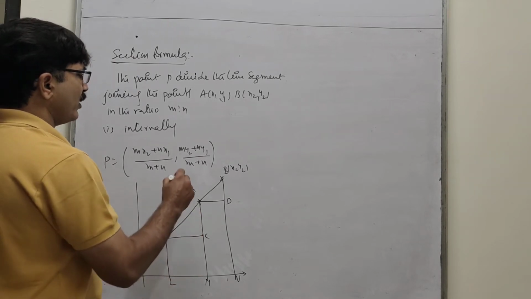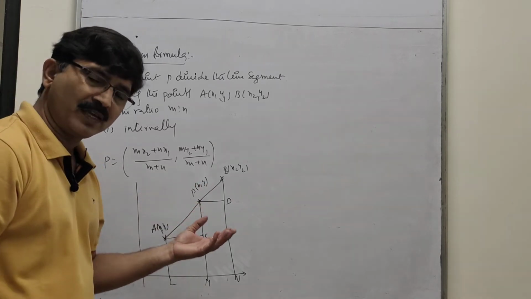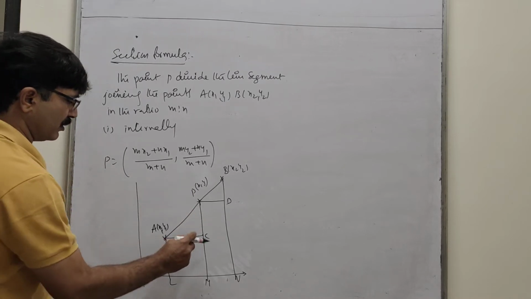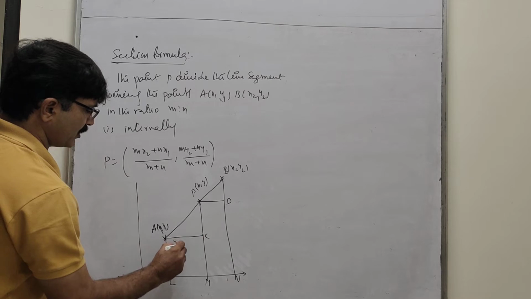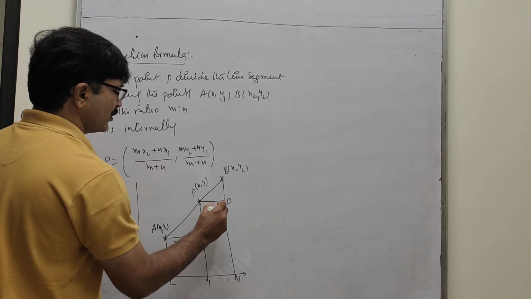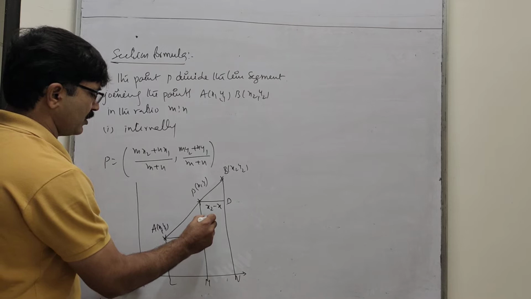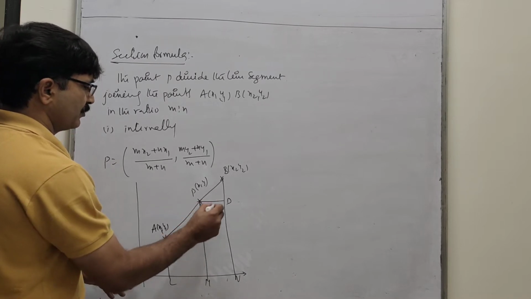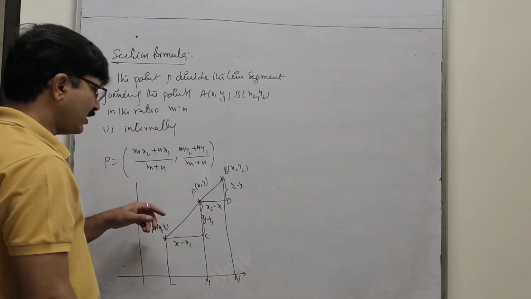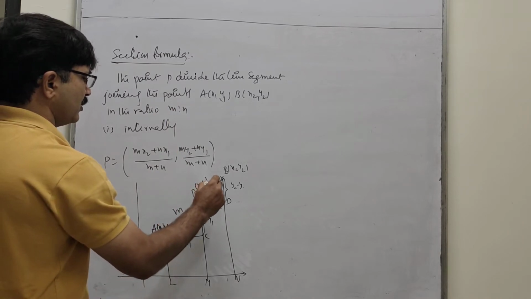Let us assume this point P is (x, y). Then this distance is x minus x1, and this distance is x2 minus x. In the same way, this distance is y minus y1, and this distance is y2 minus y. And P divides AB in the ratio m is to n. This is m and this is n.